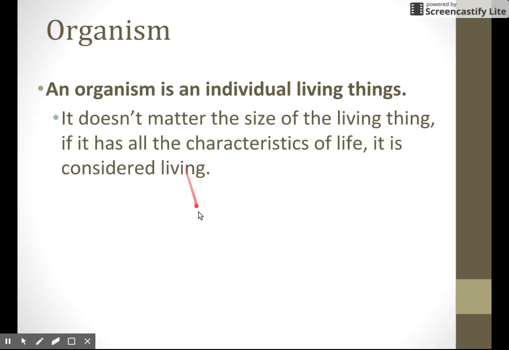So to start off, the smallest piece of this whole system is the organism. The organism is an individual living thing. And we're talking about all the way down to the smallest microbe, all the way to an elephant, the largest living organisms that we can think of. But an organism doesn't matter in the size. If it has all the characteristics of life, it's considered living. So we look at those living things when we look at the organism.